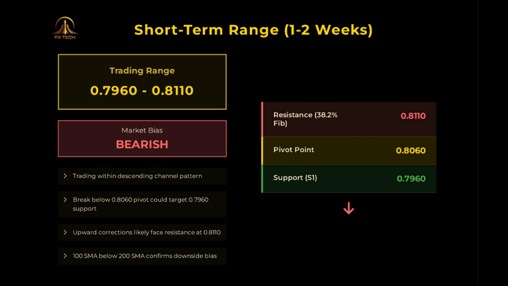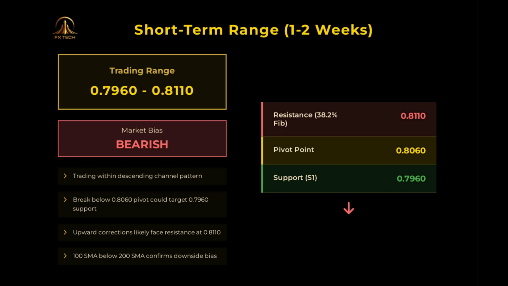For the next 1 to 2 weeks, we're looking at a trading range between 0.7960 and 0.8110, with a bearish bias. The pair continues to trade within the descending channel pattern. A break below the 0.8060 pivot point could target the 0.7960 support level. Any upward corrections are likely to face resistance at the 0.8110 level, which aligns with the 38.2% Fibonacci retracement.